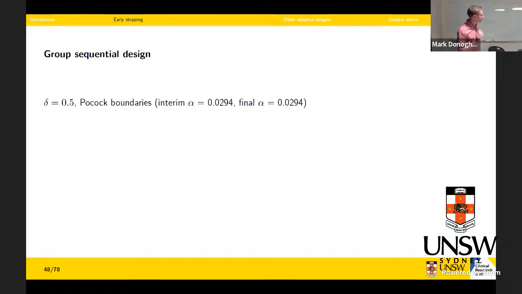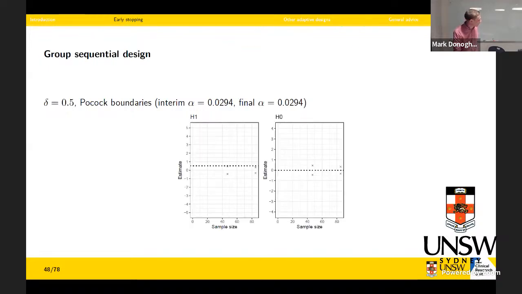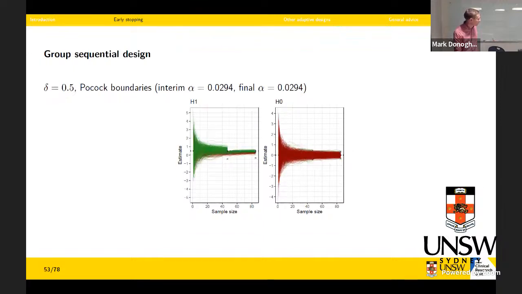So let's just have a look at one of those. I've chosen the Pocock boundaries, which is where you set the same threshold level at your interim and your final analysis, and that's 0.0294. So that corresponds to these cut points or these thresholds here with the little X's. And I won't go through these one by one, but this is what happens here.